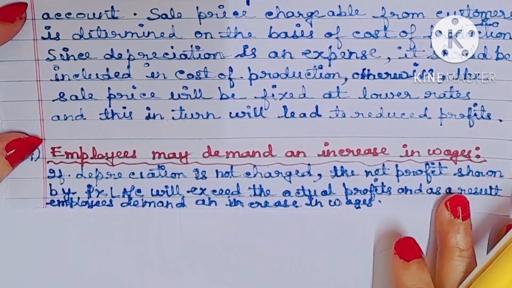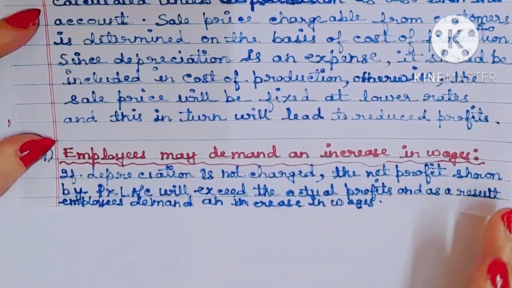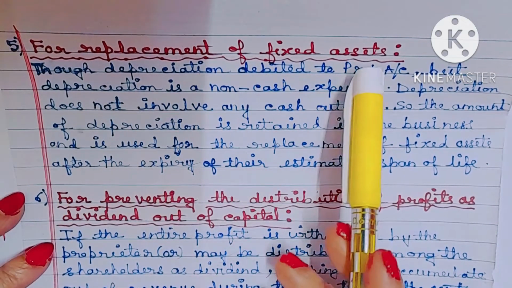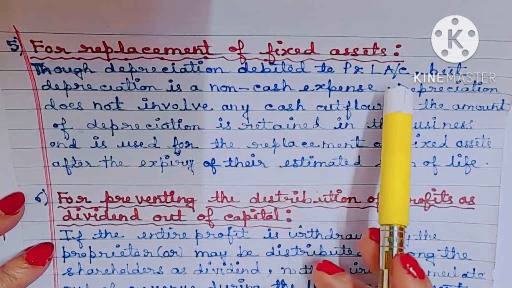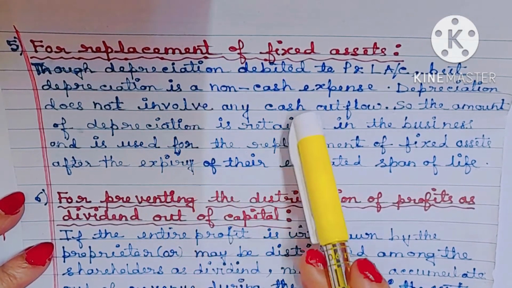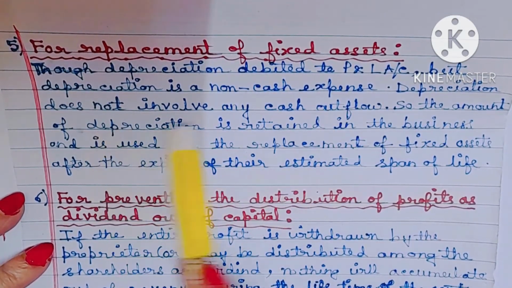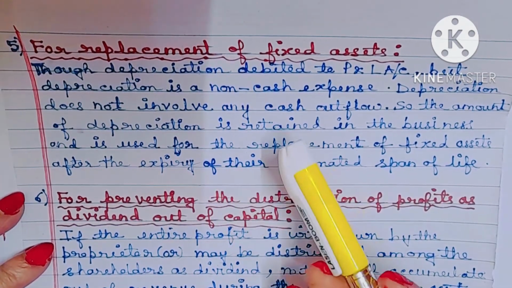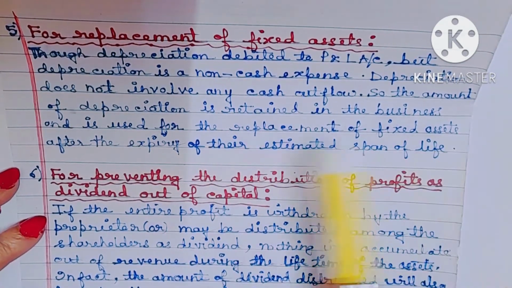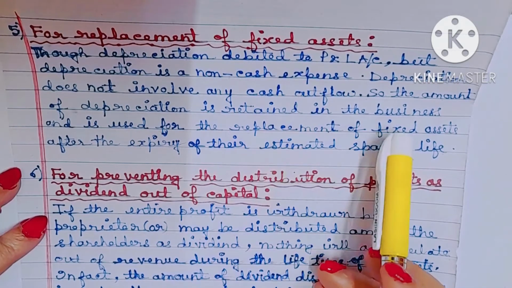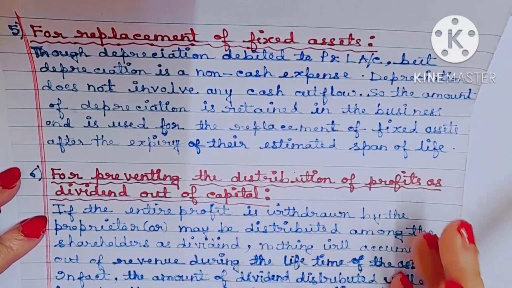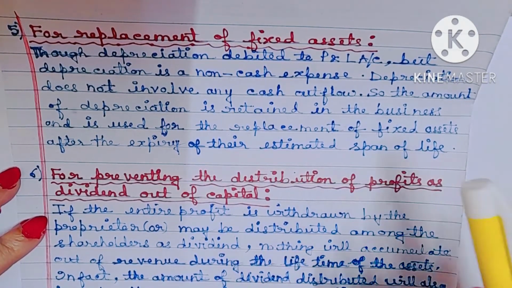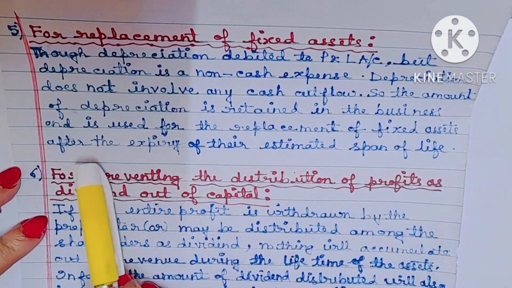So that is the reason you have to charge depreciation in every business. Understood? Number 5, for replacement of fixed assets. Though depreciation is debited to profit and loss account, but depreciation is a non-cash expense. Depreciation does not involve any cash outflow. তোমাকে কোনো cash payment করতে হয় না, because depreciation is a non-cash expense. So the amount of depreciation is retained in the business and is used for the replacement of fixed assets. সেই depreciation এর অ্যামাউন্টটা দিয়ে তুমি replace করতে পারো other fixed assets after the expiry of their estimated span of life.